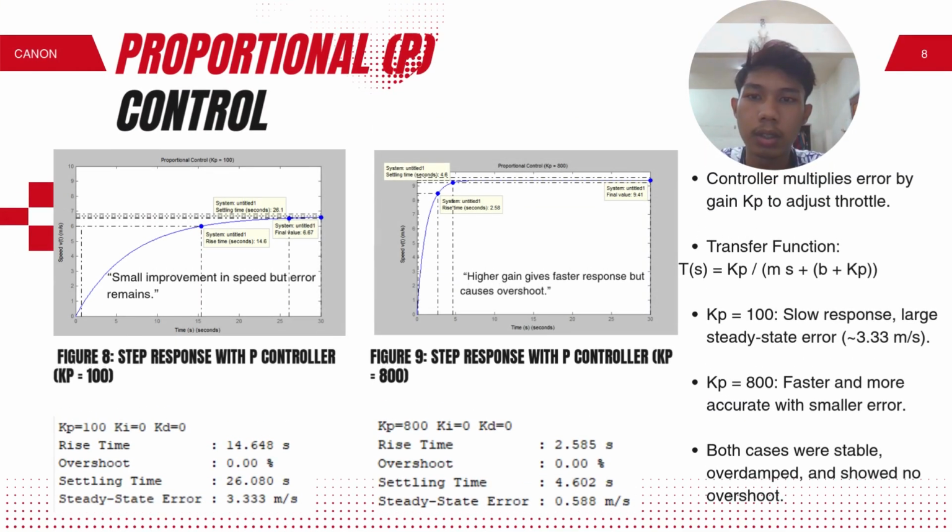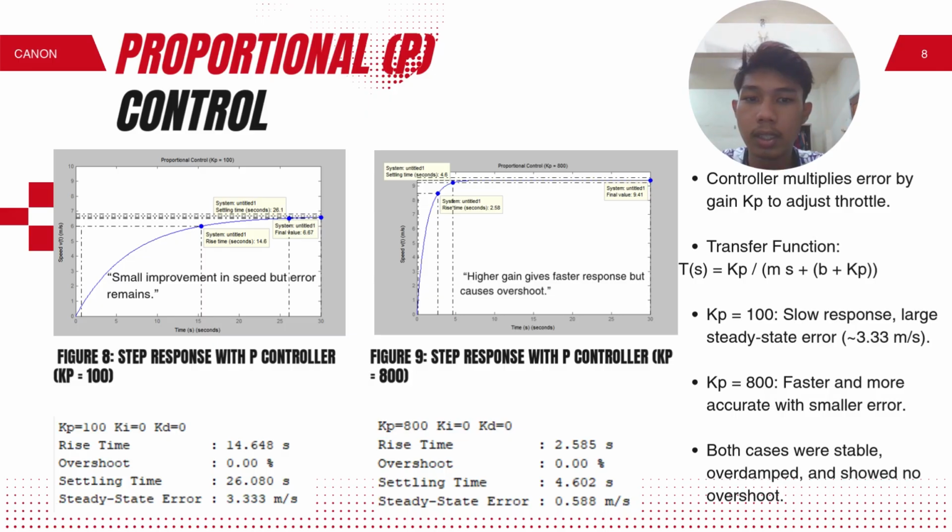Okay, for this slide, proportional control. Look at the first graph. With Kp equal to 100, the system is very slow. It takes over 26 seconds to settle and has a large error of 3.33 meters per second.